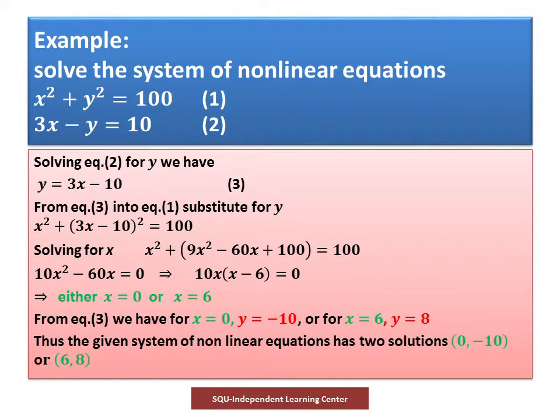Or for x equals 6, again, I go back to equation 3. I remove the x and I put the 6, so I get y is equal to 3 multiplied by 6 minus 10. This is 18 minus 10, so gives us y is equal to 8. And accordingly, we can see that the given system of nonlinear equations has two solutions. The first is 0 and minus 10. The second is 6 and 8.